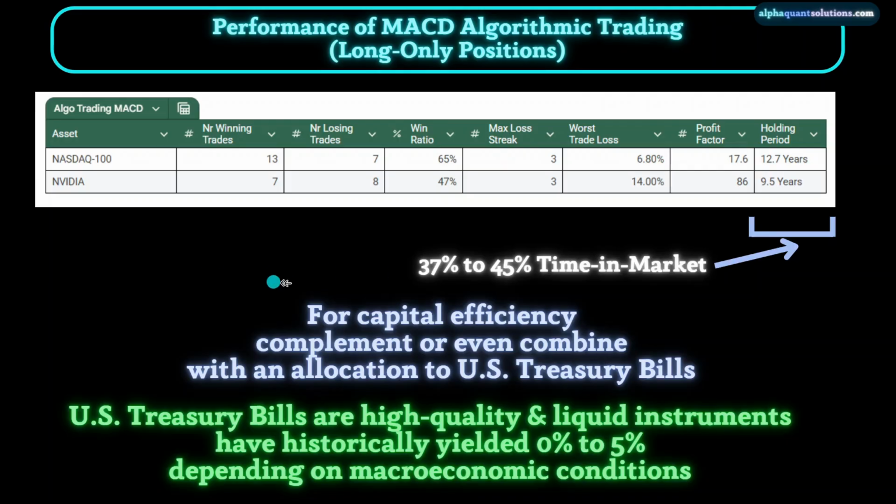So it means that during those times we could complement our algorithm with another allocation in, for instance, something that is very safe, like US Treasury bills, and these have been traditionally high quality and very liquid instruments, and they have historically yielded between 0 and 5%, depending on macroeconomic conditions.